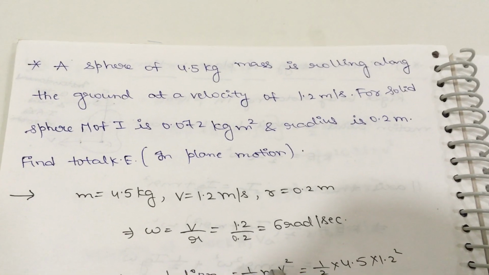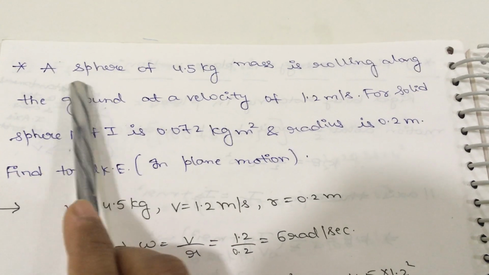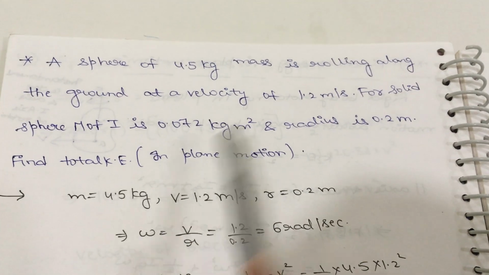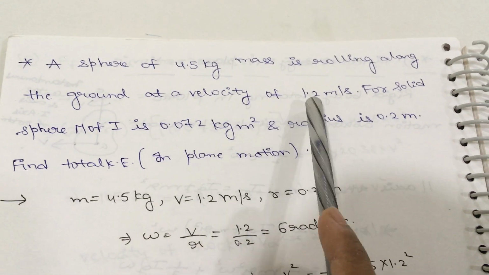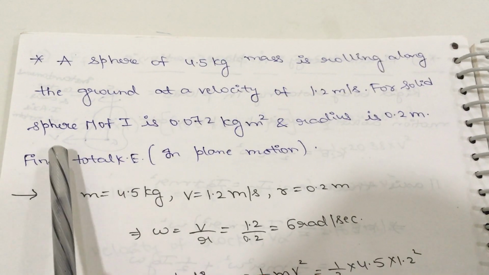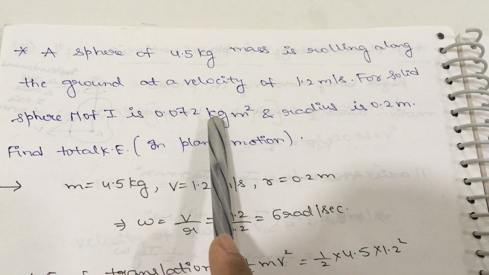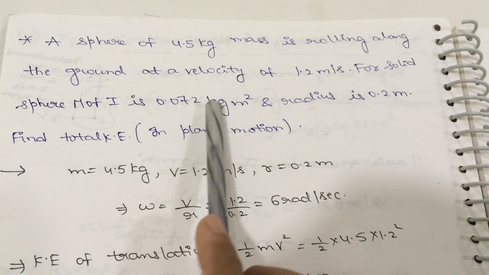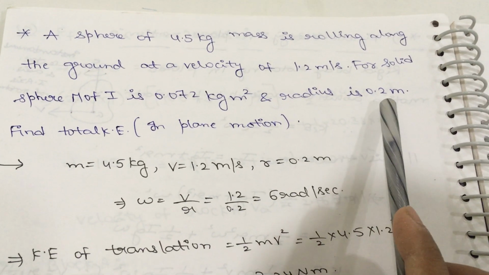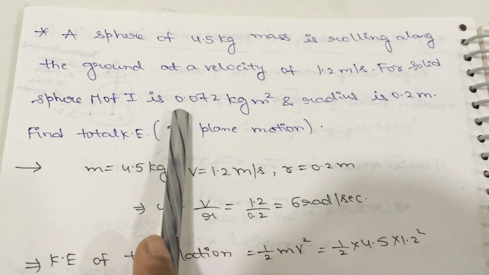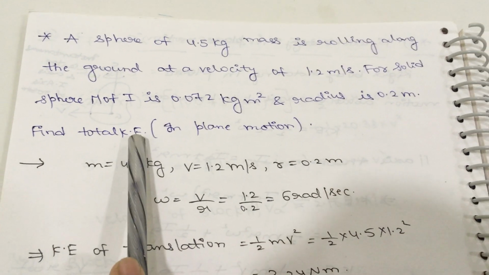Now one more problem. Here this problem will come under the plane motion. Now here a sphere of 4.5 kg mass. So mass value is given. Is rolling along the ground at a velocity of 1.2 meter per second. So velocity value is given. For solid sphere, moment of inertia is given as 0.072 kg meter square. That is nothing but I value is given. Next, radius value is given as 0.2 meter. R value is given as 0.2 meter. Here they are asking us to calculate, find total kinetic energy.